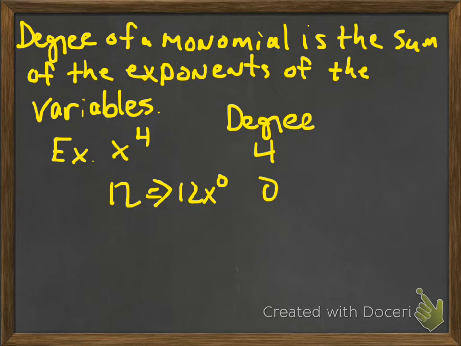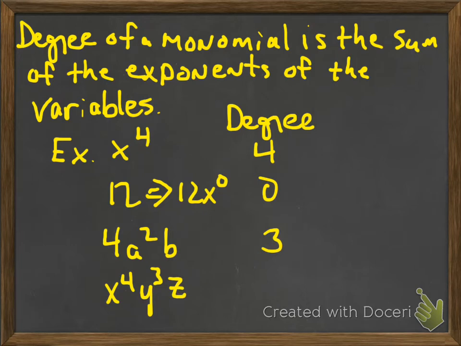I actually got 2 more examples. Here I see 4a squared b has a degree of 3. So that means I had to say 2 plus 1 was 3. Where did I get the 1? From the b. Exactly. Even though the b does not have an exponent that I see, it has an exponent of 1. And final example, x to the 4th, y cubed, z has a degree of what? 8.